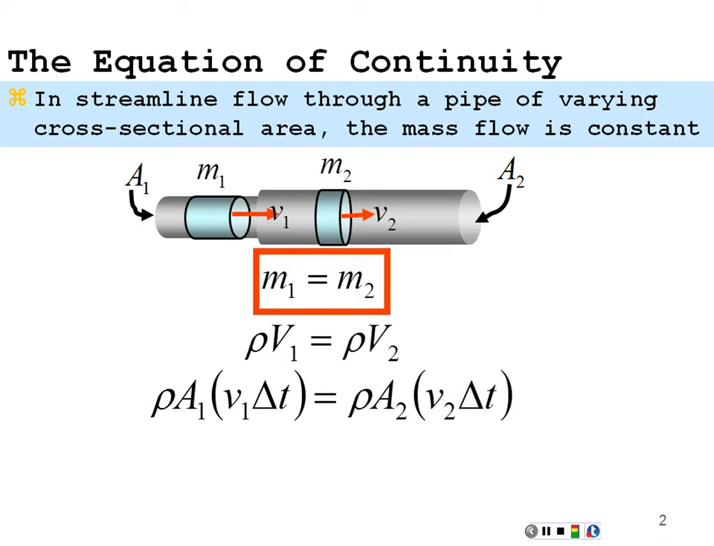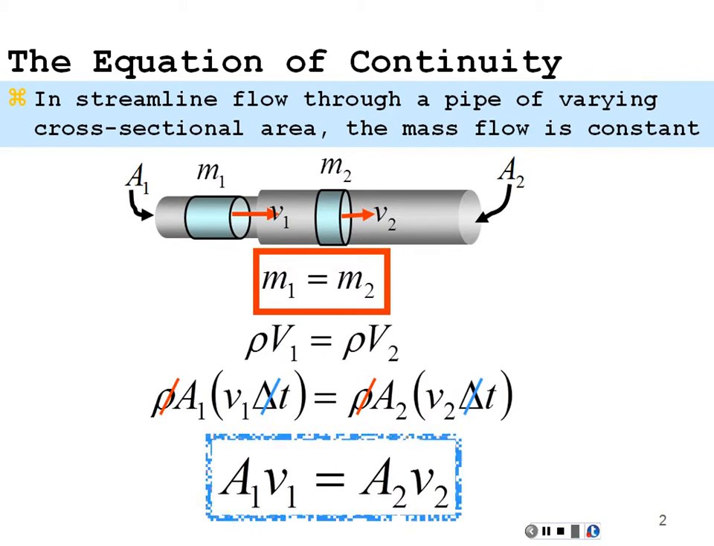As we look at this, the densities cancel out on both sides, and so do the delta t's. So we're left with the area at point 1 times the velocity at point 1 is equal to the area at point 2 times the velocity at point 2. In other words, the area times the velocity is a constant. This result is called the continuity equation, and it's basically the continuity of the streamlined flow of the fluid.